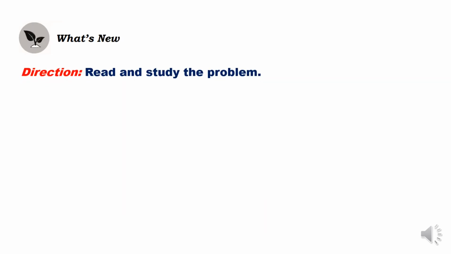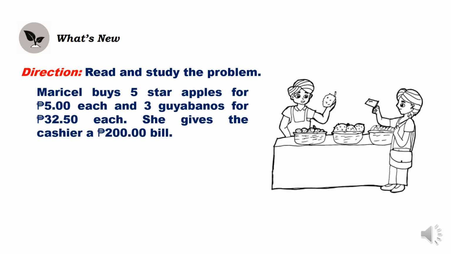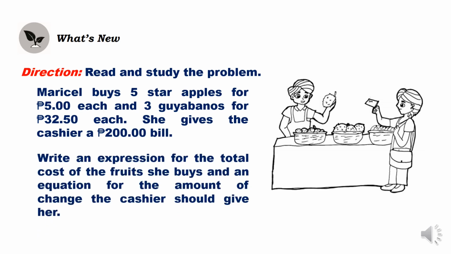Read and study the problem. Maricel buys 5 star apples for 5 pesos each and 3 guyabanos for 32 pesos each. She gives the cashier a 200 peso bill. Write an expression for the total cost of the fruit she buys and an equation for the amount of change the cashier should give her.